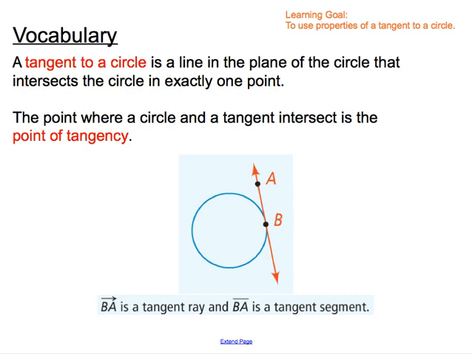In addition to having lines that are tangent, you could also have rays and segments. So in this case we have ray BA, which is tangent to the circle, and segment BA, which is also tangent to the circle.